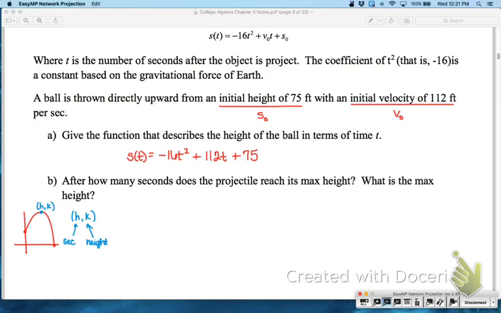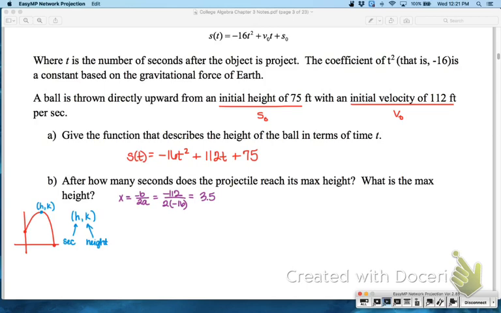How do we find the vertex when we're looking at a quadratic in standard form? Negative b over 2a. That's what we did yesterday. So we can go from there. x equals negative b over 2a, same exact process that we did. We're just not going to graph it this time. So you get negative 112 over 2 times negative 16. And I've already done this work for you. It comes out to 3.5.